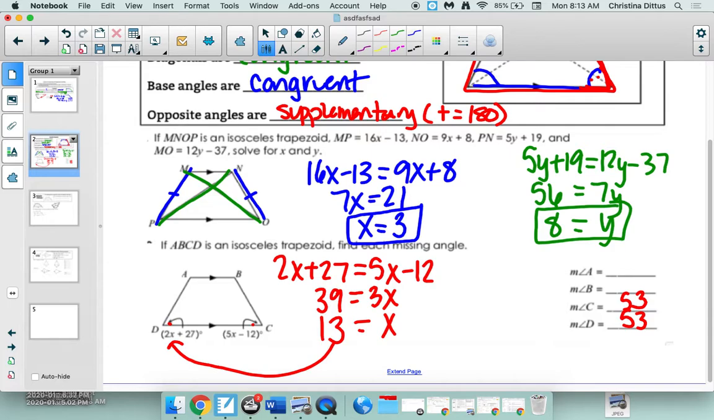Now, how am I going to find A and B? Yeah. They have to add up to 180. So 180 minus that 53. 127 you said, right? Yeah, 127. Is that what you get for both of them, A and B? Yes, because those have to be equal as well. Questions there? There it is.